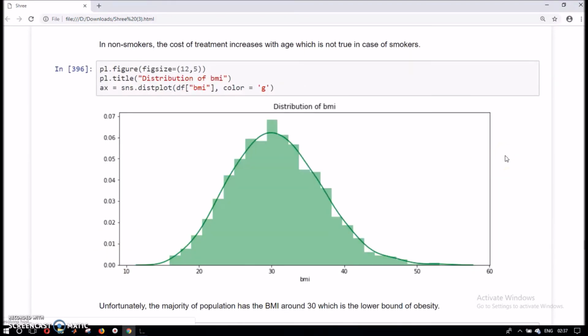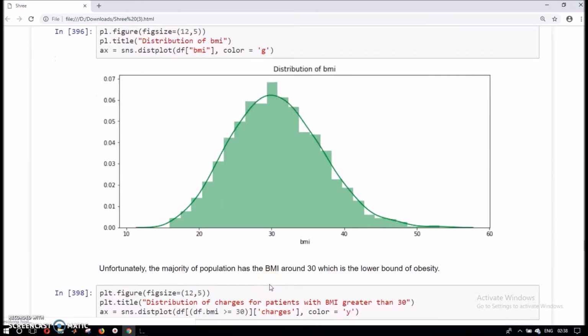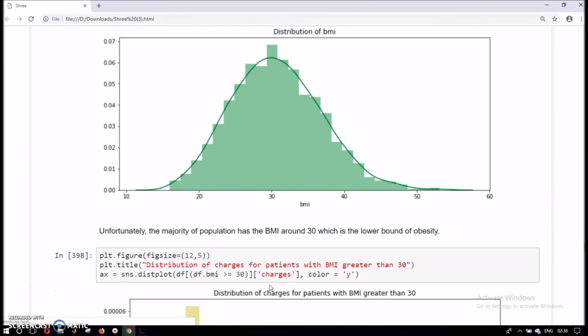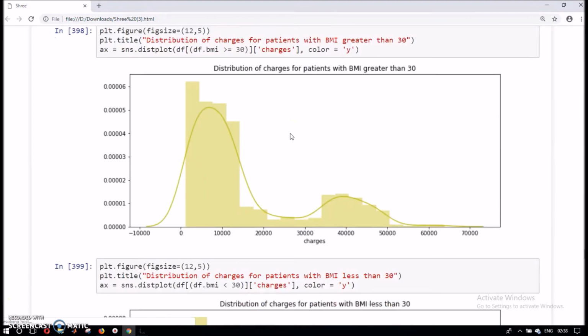Now let's look at another important feature of this dataset, which is BMI, Body Mass Index. This distribution is quite beautiful and symmetric. This curve has a similar bell shape as that of the normal curve. But one more point to note here is that it is centered about 30, and a BMI value of 30 corresponds to obesity. So unfortunately, the majority of the population has a BMI around 30 in our dataset. So they are not quite healthy at least, we can say that.